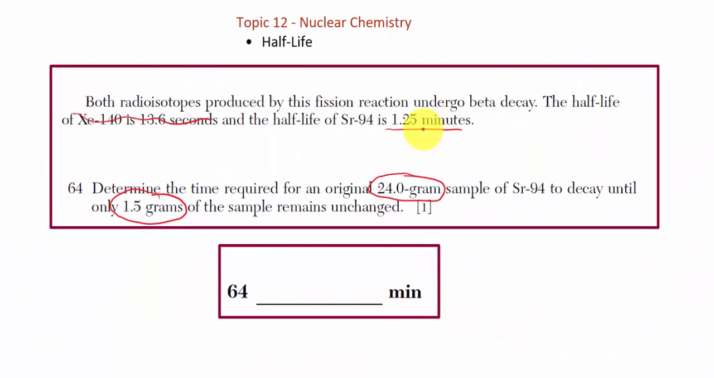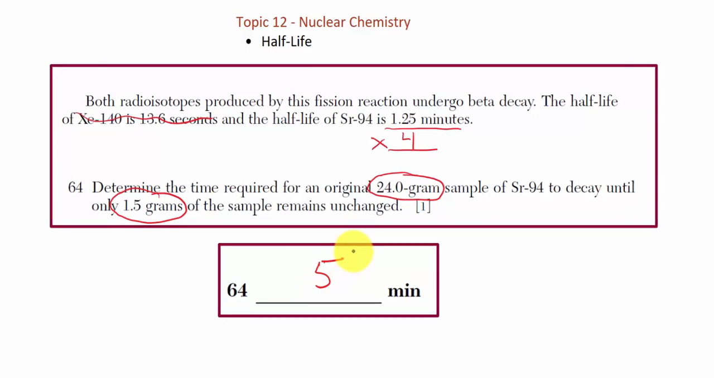Four half-lives, since they each take 1.25 minutes, we multiply that number by 4, and we'll get our answer, which is going to be a grand total of 5 minutes.